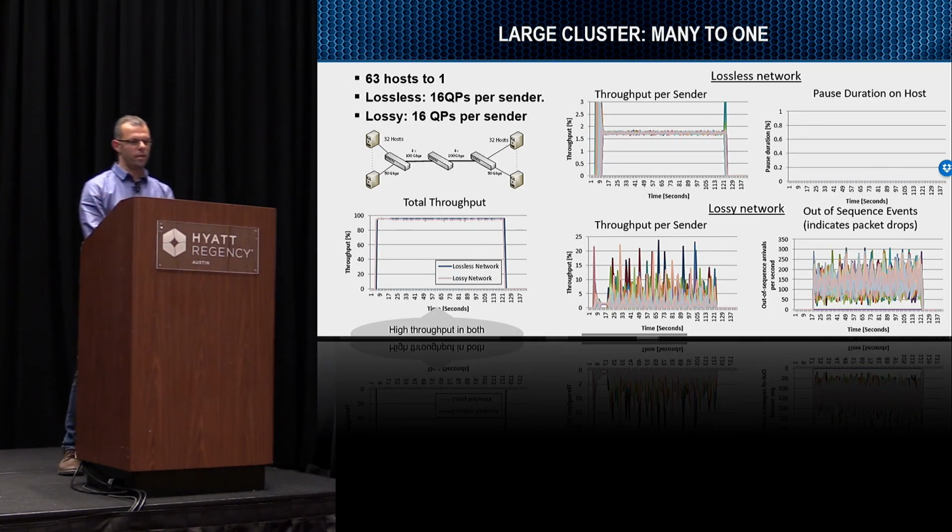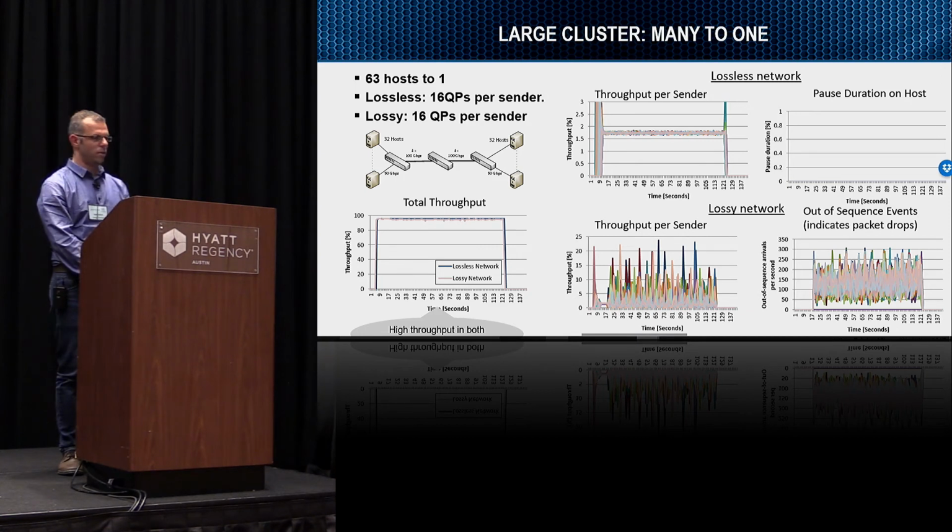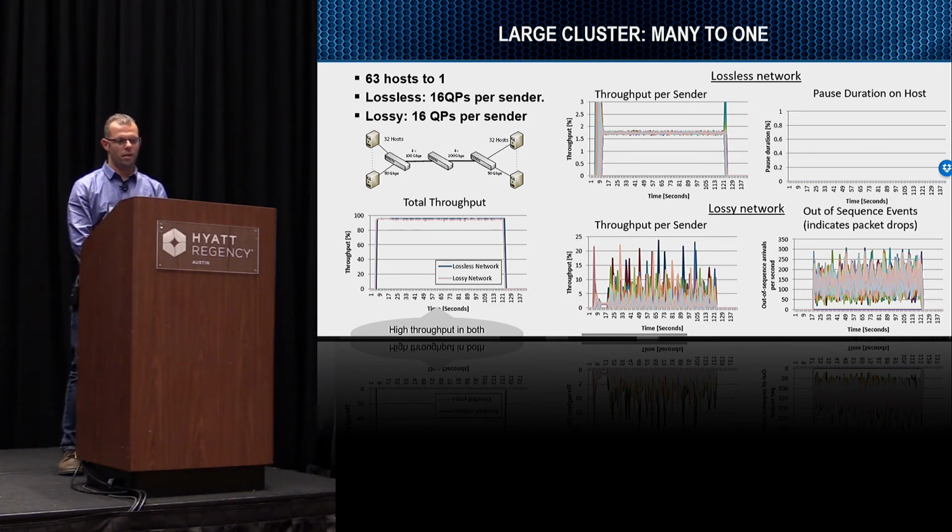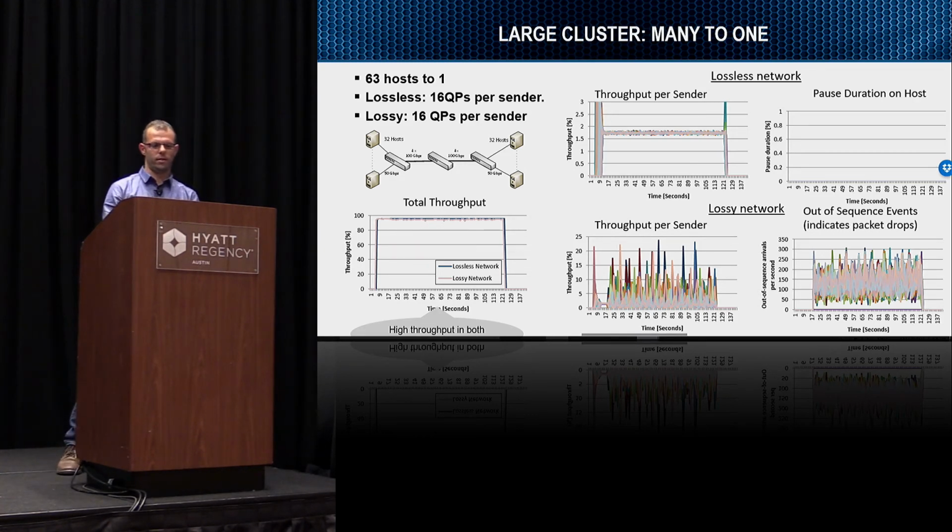Next, we continue to the large cluster tests. Here we have much higher stress on the network and on the congestion control algorithms. We have 63 hosts sending continuously to one destination. We have 16 QPs per sender for every host.